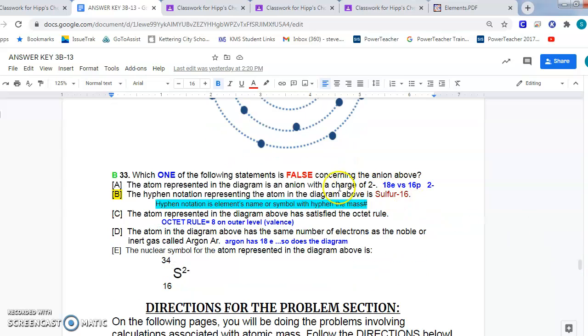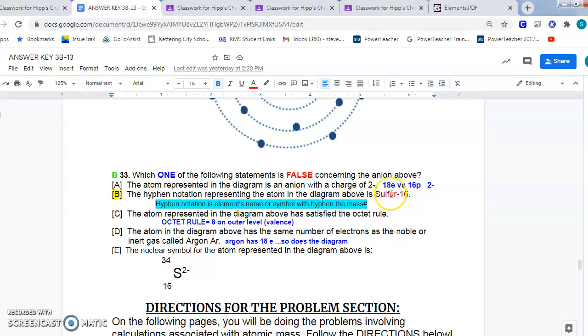Let's hit the question. The atom in the diagram is an anion with 2 minus. Absolutely. 18 negatives, 16 positives. There's 2 more negatives than positives. It's 2 minus. The hyphen notation would be sulfur, hyphen 16.